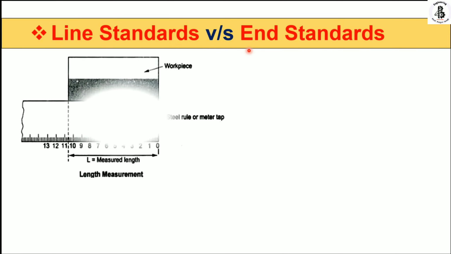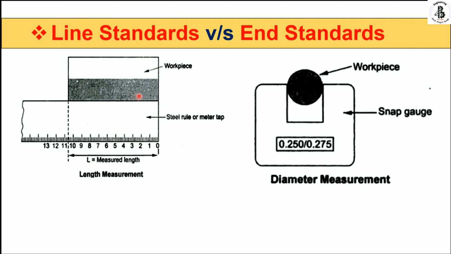Then after that, you can see the basic difference between line standard and end standard. If you work with a line standard, you should use steel rules, which measure the distance between two centers. That is considered a length measurement. And if you observe diameter measurements, it is the measurement of the distance between two flat planes. That is the end standard.